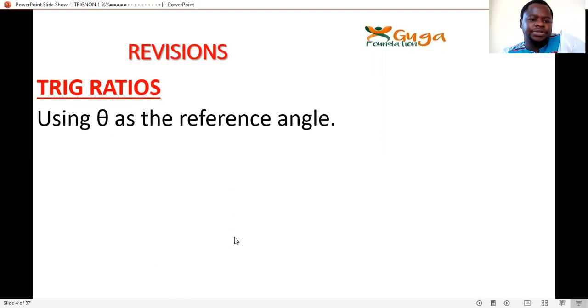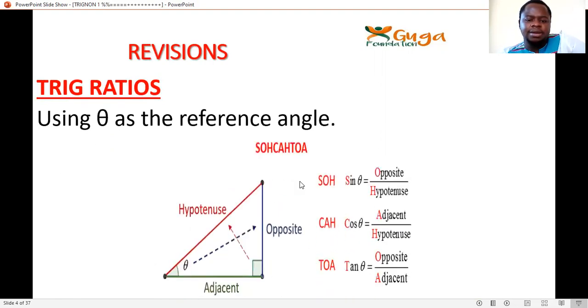So for trig ratios we will be using theta as our reference angle. Suppose here you've got theta as our reference angle. Opposite to theta, you've got the opposite side. Then here you've got the adjacent side, that is the side which is next to theta. And opposite the right angle, you've got the hypotenuse.